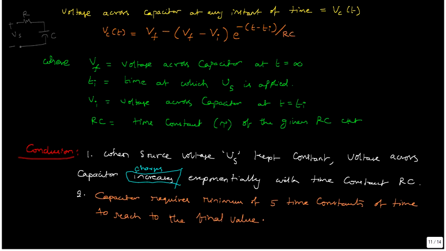So when the source voltage Vs is kept constant, that means whenever you are applying a constant voltage, the capacitor starts charging towards that value exponentially with time constant tau. Tau is nothing but RC. Second, a capacitor requires a minimum of 5 time constants of time to reach the final value. These two we have seen already.